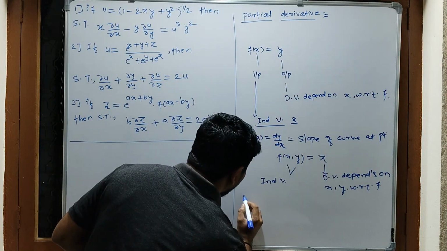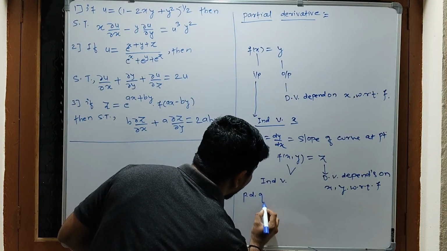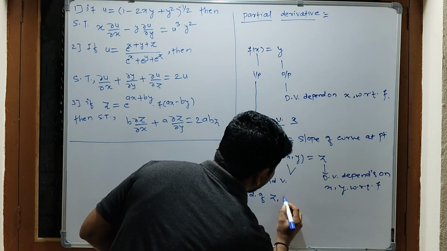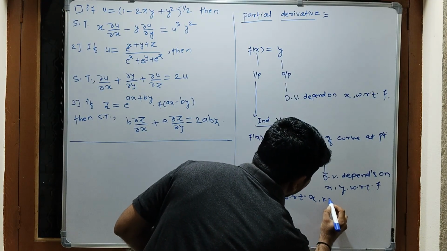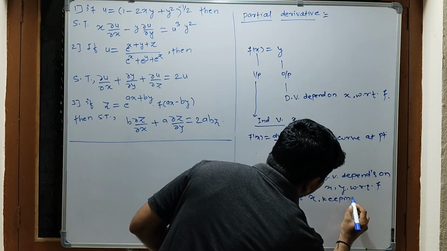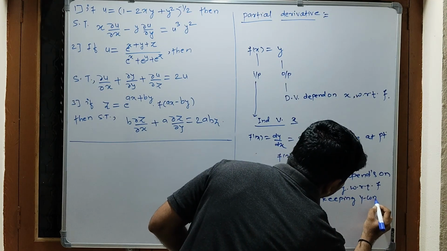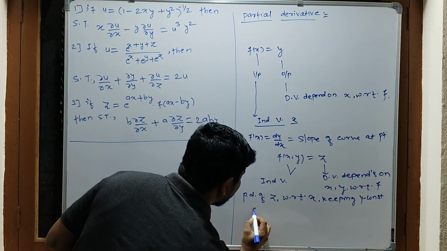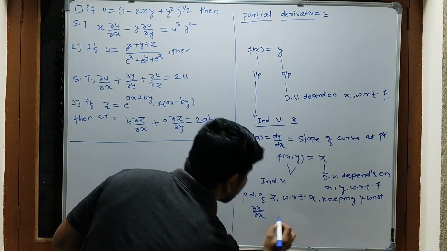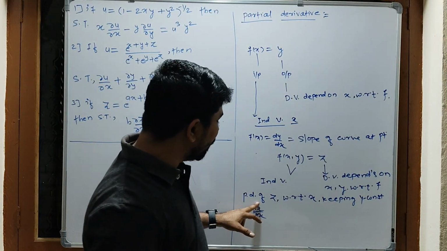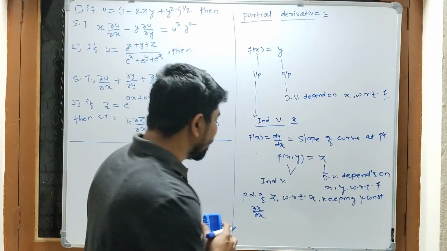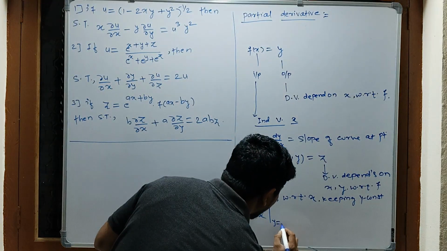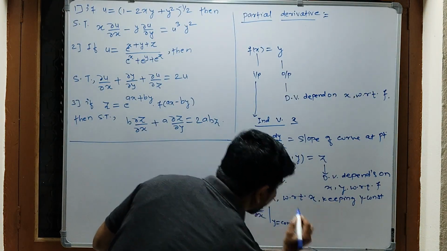So here, the partial derivative of z with respect to x, keeping y as a constant, gives dou z by dou x. This is the first order partial derivative of z with respect to x, keeping y as constant.